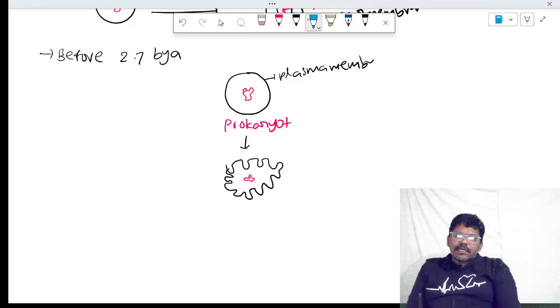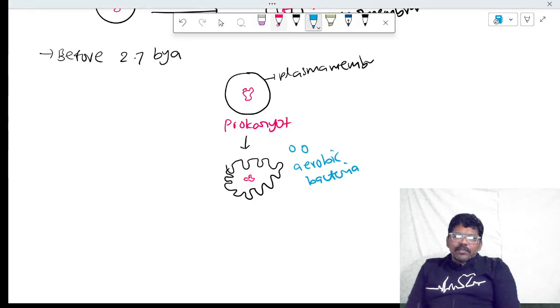Here we can see the entry of some aerobic bacteria into the prokaryotic cell. These are the aerobic bacteria, or aerobic prokaryotes. Aerobic bacteria are those which do respiration by utilization of oxygen and produce energy.